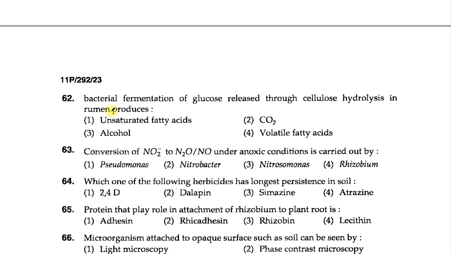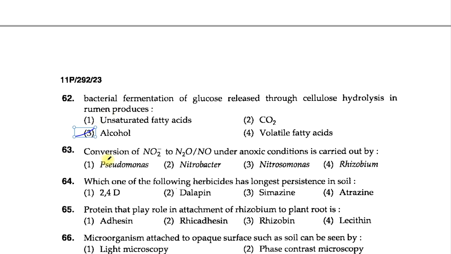Question 62. Bacterial fermentation of glucose released through cellulose hydrolysis in rumen produces 1. Unsaturated fatty acids, 2. Carbon dioxide, 3. Alcohol, 4. Volatile fatty acids. Here the option 3, the alcohol, is correct.